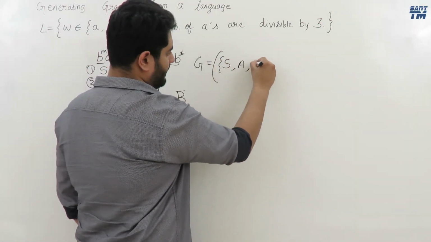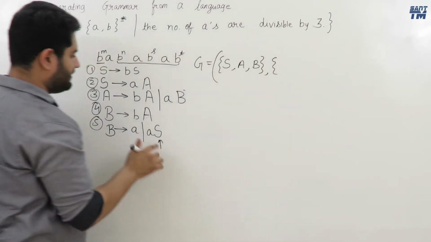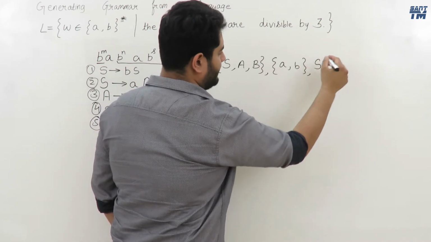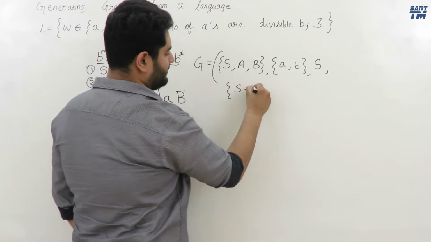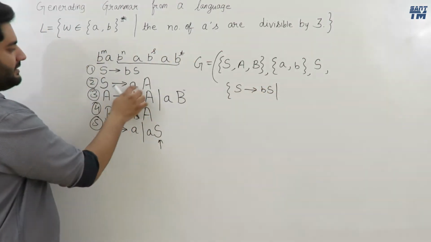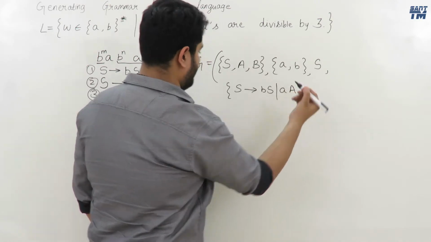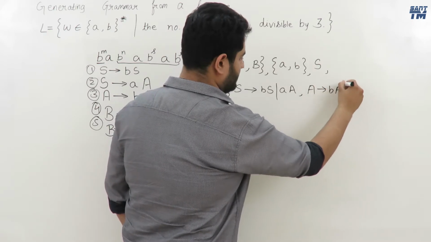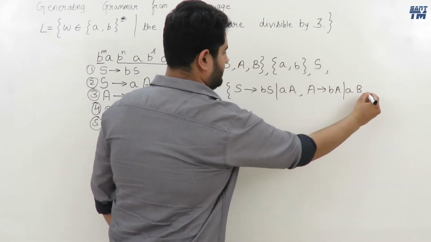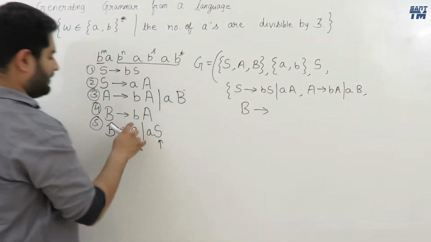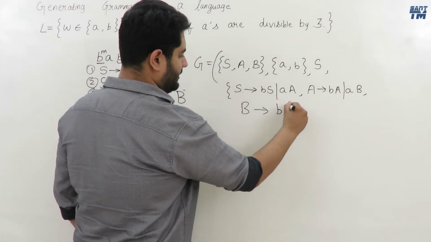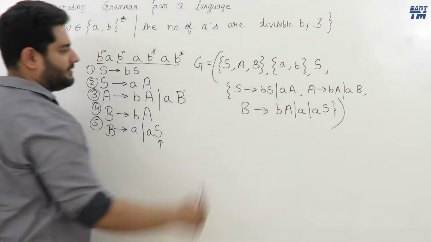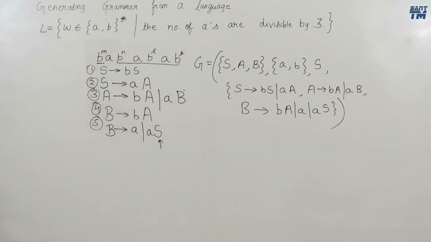S, A, B. Terminals are small a and small b. Start symbol is S and the production rules are S derives BS or S derives AA, A derives BA or AB, and B derives BAA or AS. These are the production rules and this is our grammar. So I hope this example is now clear to you.